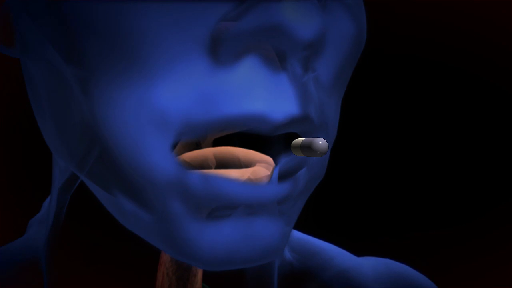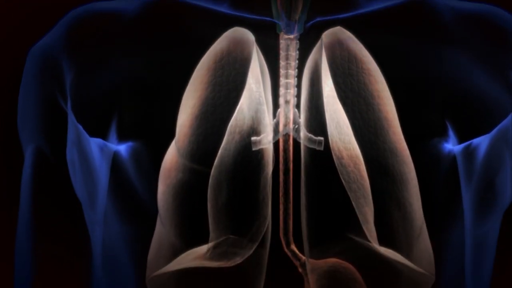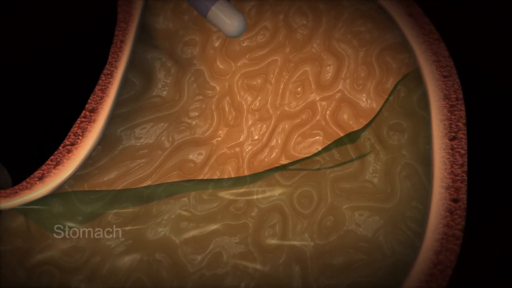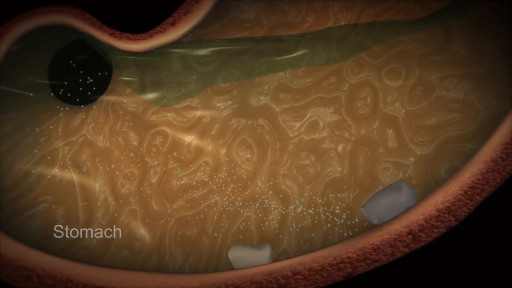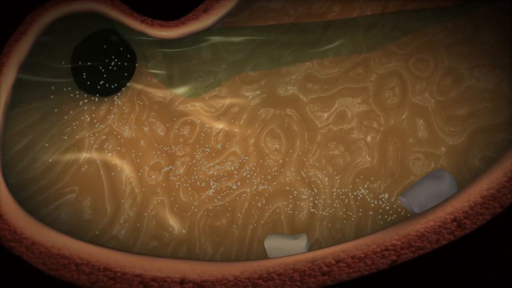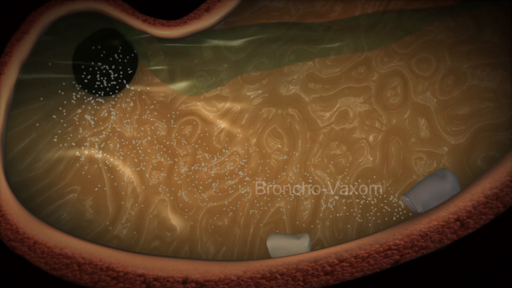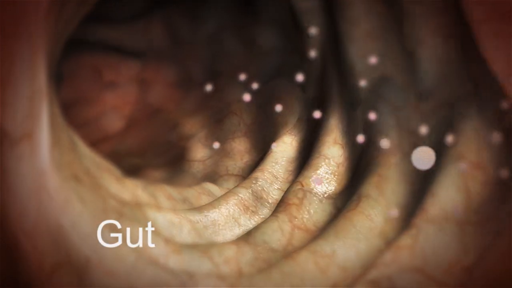When a capsule of Broncho-Vaxom is ingested with some liquid, it travels through the throat and the esophagus to finally reach the stomach. The stomach, where the capsule, due to the local acidic conditions, is degraded and its active ingredients are released. These active ingredients are modified pathogen-associated molecular patterns that will pass into the small intestine.